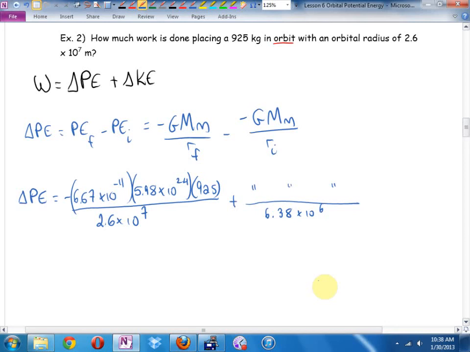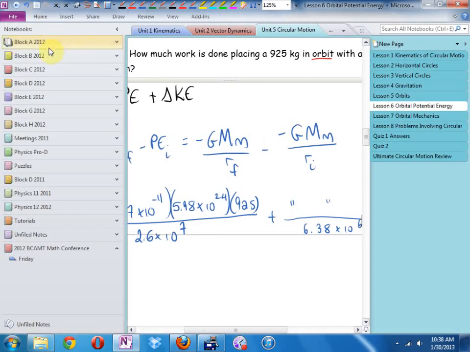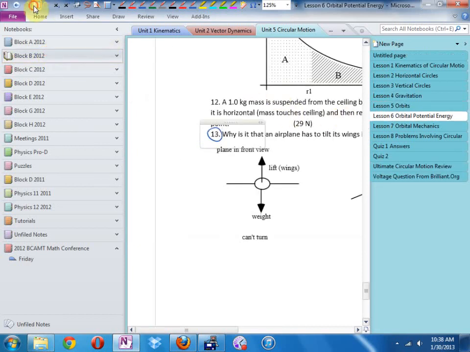Try this on your calculator. I'm going to freeze the screen and get an answer. And if you can't get this on your calculator, now is your chance to ask. In fact, I'm going to cheat. I'm going to go to my Block B lesson and just yoink it from there, because I can.